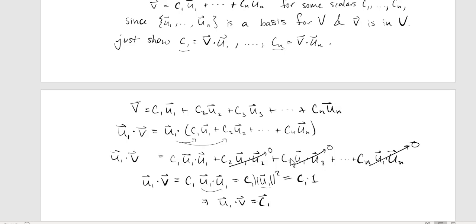That's not a vector. Let me fix that. We get exactly what we were looking for. This first scalar has to be v dotted with u1. Doesn't matter that I wrote it in the opposite order. u1 dotted with v. Same thing.